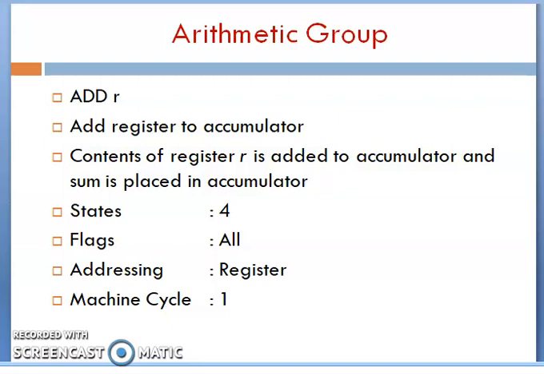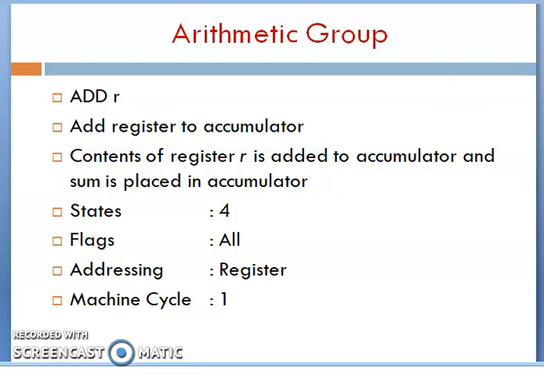Let us see the type ADD R. ADD represents addition and R is the symbol for a register, and this R can take values like A, B, C, D, E, H and L. And the meaning of this instruction is that add the contents of the given register with the contents of the accumulator and the result will be placed in the accumulator.